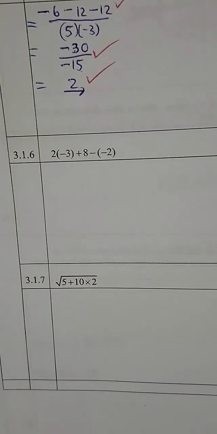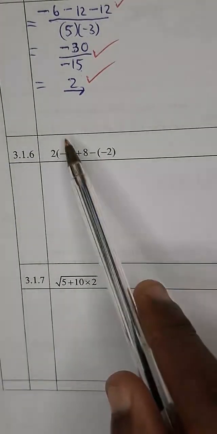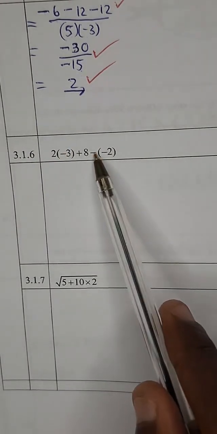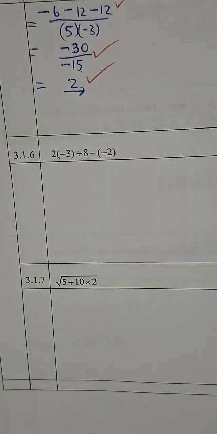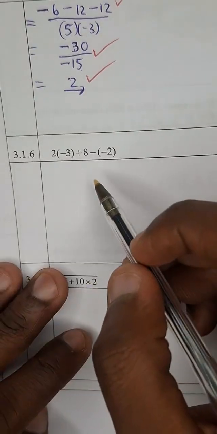Okay, let's come to 3.1.6, my beautiful people. 2 into negative 3 plus 8 minus 2. Again, what comes to your mind? BODMAS. First thing, brackets. But these brackets, what do they mean? Nothing to be resolved inside, more of something that needs to be multiplied. So multiplication gets priority. Yes, man B.